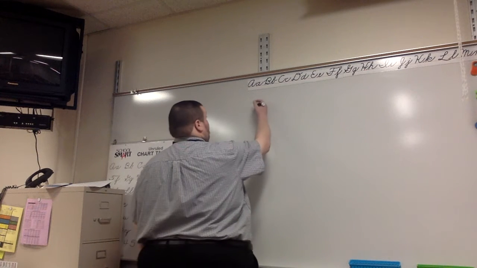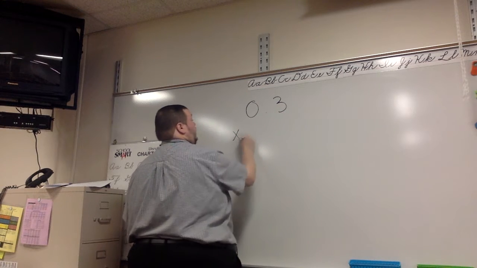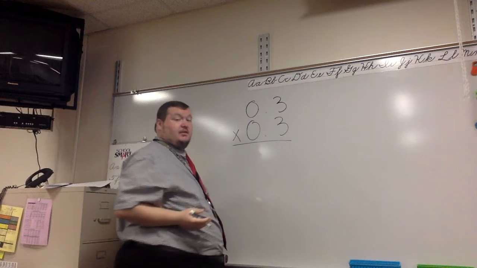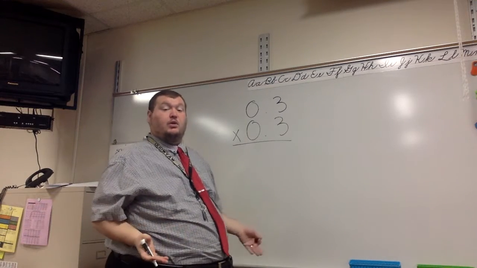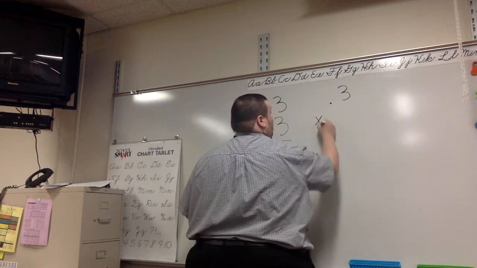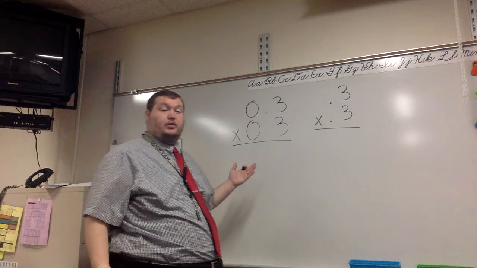It's going to show something like 0.3 times 0.3. Now you can solve it like this with the zeros in there, or when you're showing your work on your own, you can rewrite it as just 0.3 times 0.3. Either one is fine. I'm going to work both real quick.